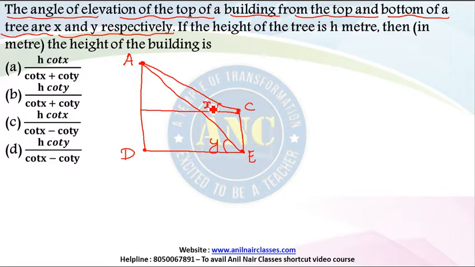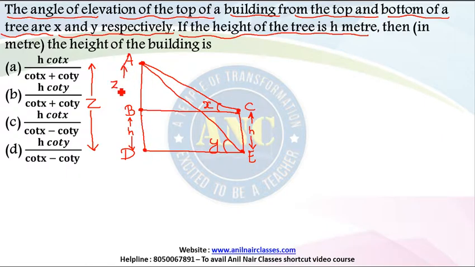Next, if I continue further, the height of the tree, this particular height CE, is given in the question as h meters. If I name this particular point as point B, then find the height of the building. I need to find the height of the building. I will call the height of the building AD as Z. If CE is equal to H, BD also will be H. If the entire distance from A to D is Z and B to D is H, then A to B will be, from the entire Z remove H, Z minus H.